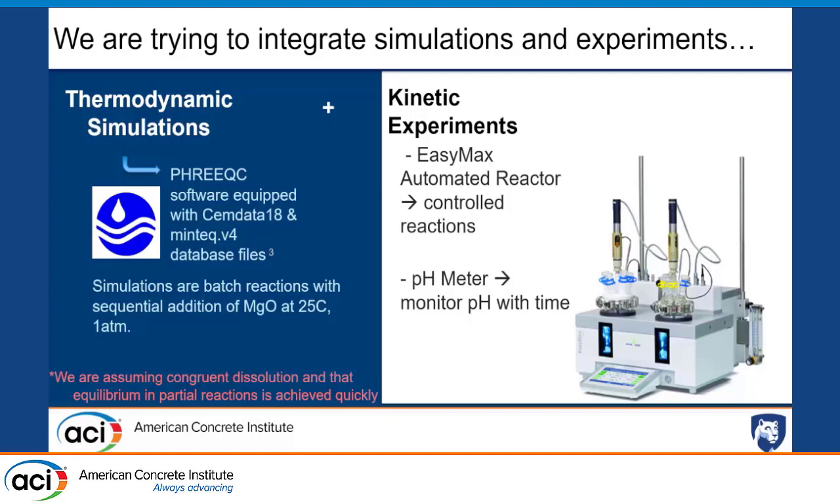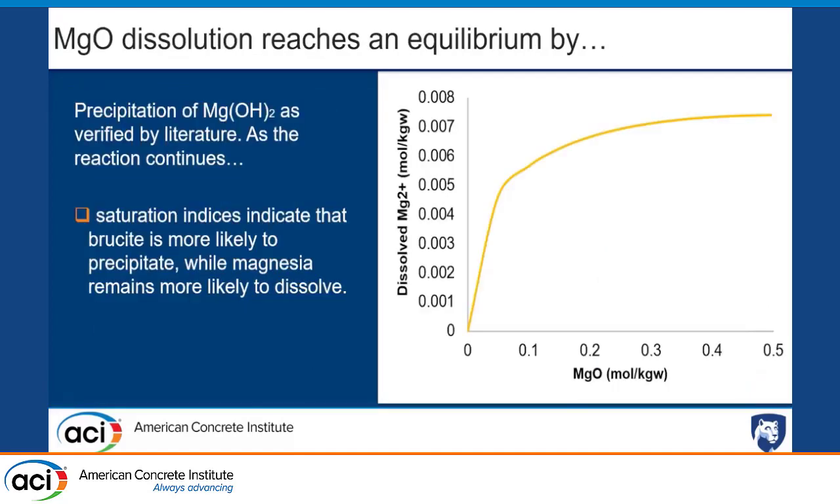All right, let's dig into the results. The first one is pretty simple. We're just going to put some magnesium oxide in water. What is the dissolution? Let's look. What we see here is that the dissolution, as we know, is really low, and it reaches equilibrium by precipitating magnesium hydroxide. We know this. This is great.